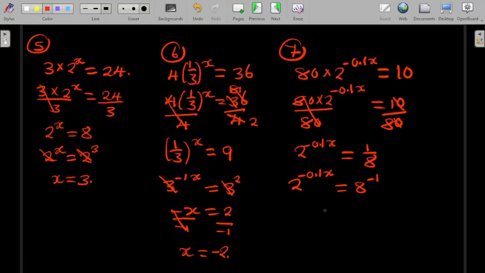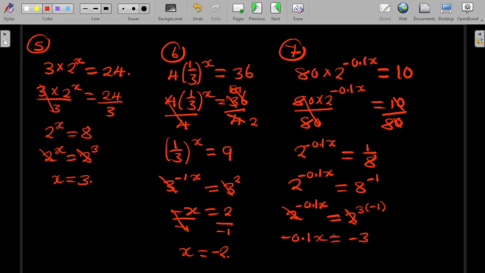Now after this, we need to make the bases the same. So we have 2 to the power negative 0.1x, and 8 to the power negative 1. The 8 can be written as 2 to the power 3. Now remember the power is negative 1. So the bases are the same, cancel them, then you set the powers. So I have negative 0.1x equal to negative 3.